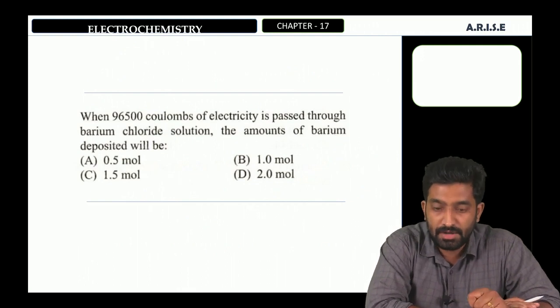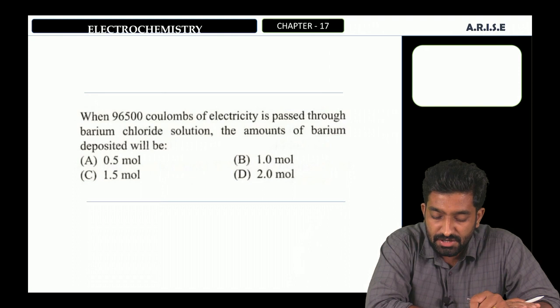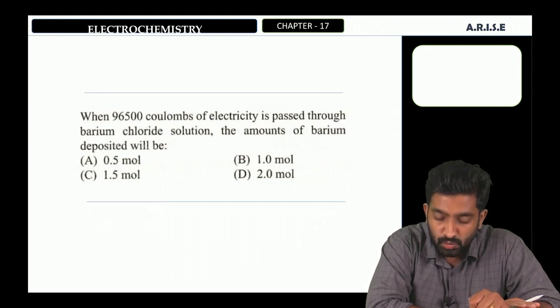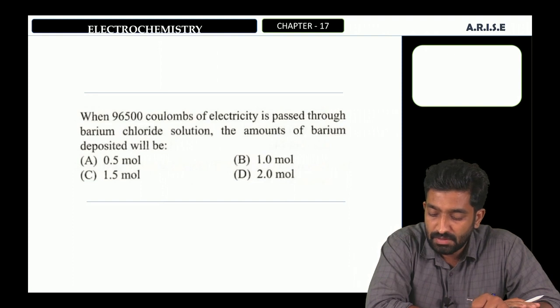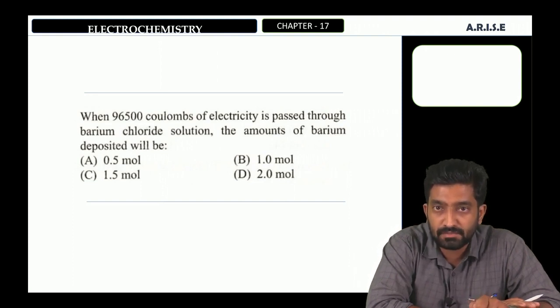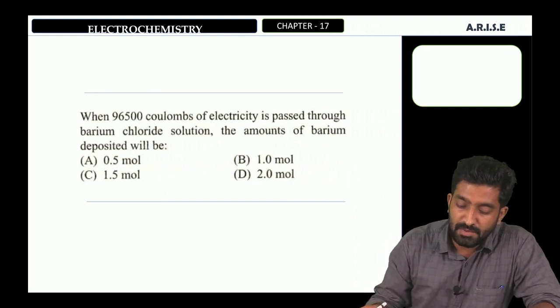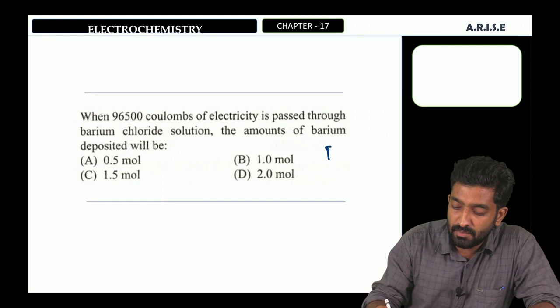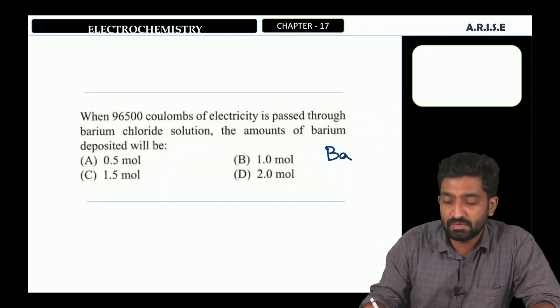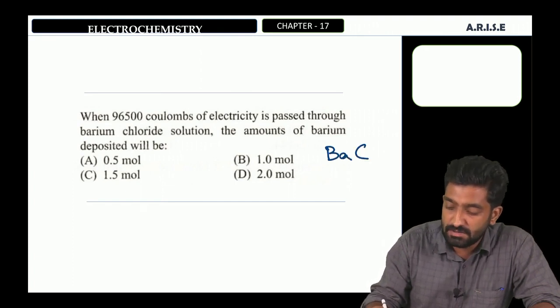And the next one. Okay. When 96,500 coulombs of electricity is passed through barium chloride solution, the amount of barium deposited will be, okay, barium chloride. The molecular formula for barium chloride is BaCl2.